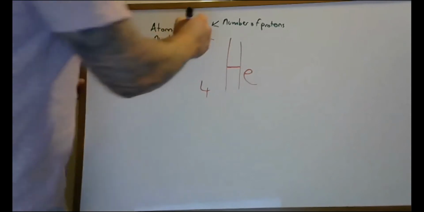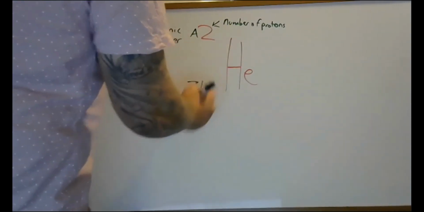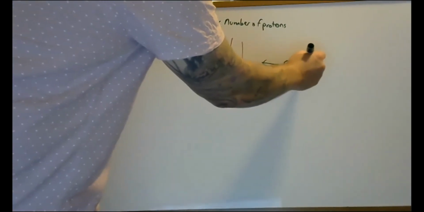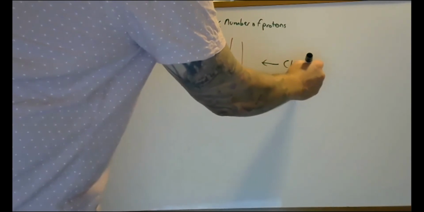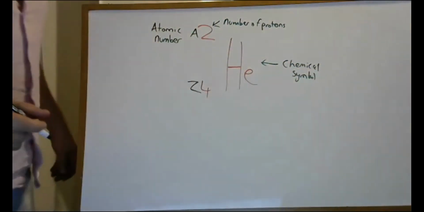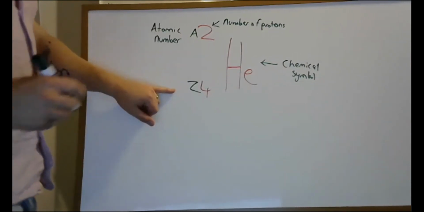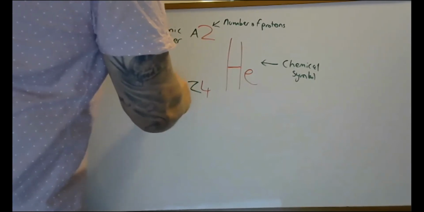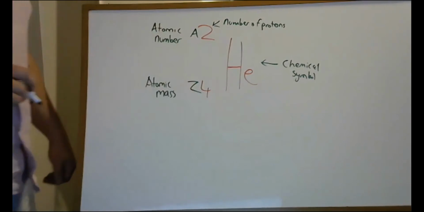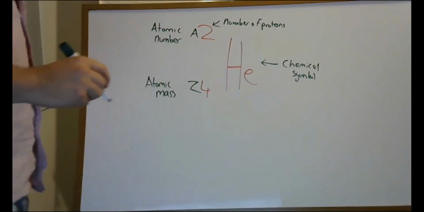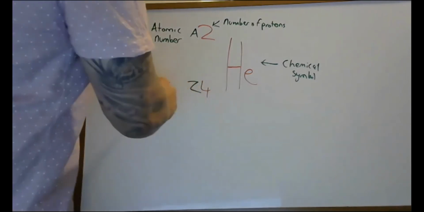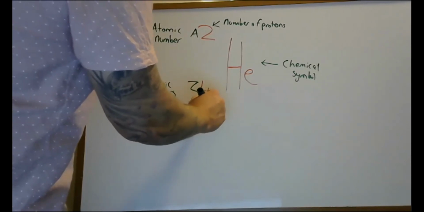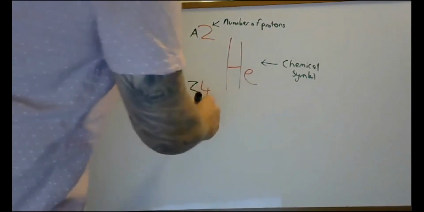You may see it also written as A, Z, and then you have the chemical symbol there, or the element symbol, whatever you want to call it. So here is the atomic mass. The atomic mass is the sum of the protons and neutrons.